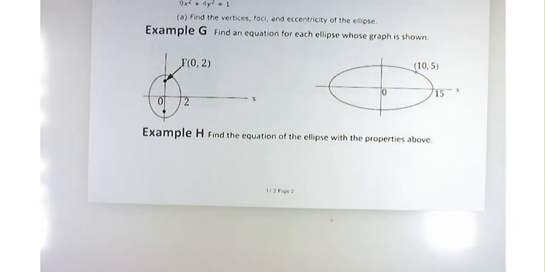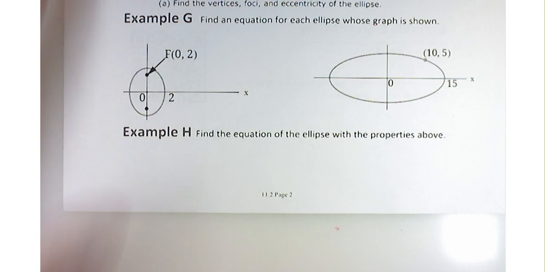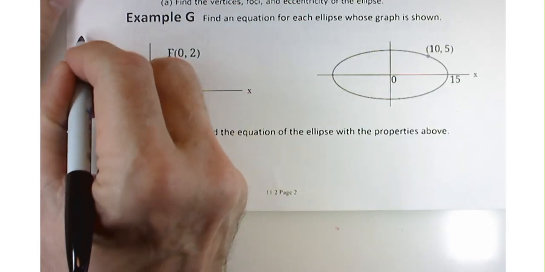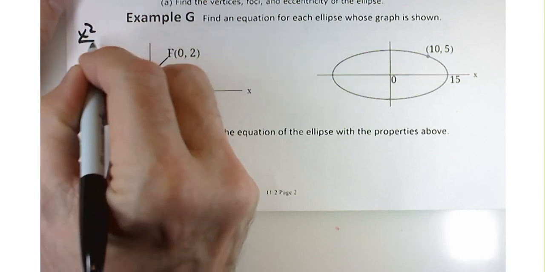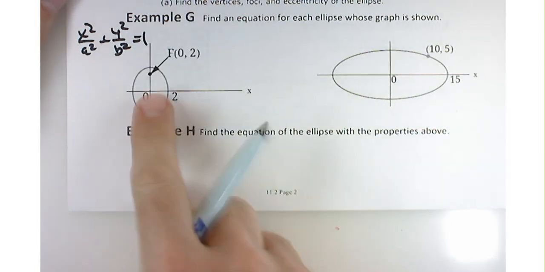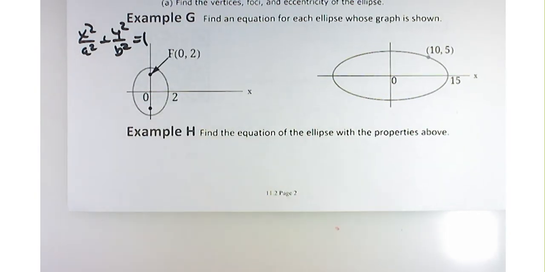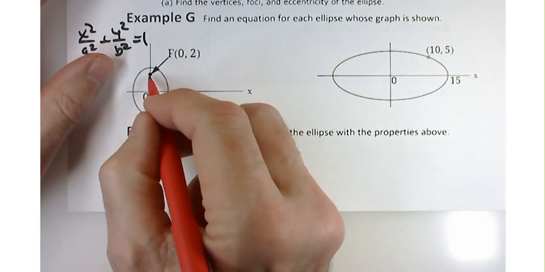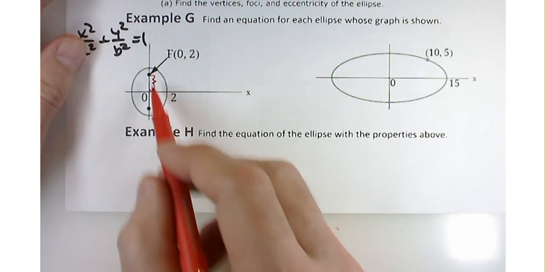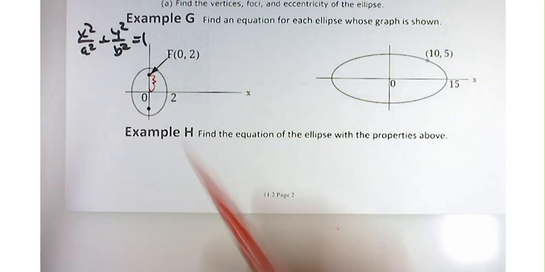Let's move on. Let's move down to example G, reverse engineering one of these things. So that's going to mean something like this. We've got x squared over a squared plus y squared over b squared equals 1. I want to figure out what those numbers are for this particular case. And you get a little bit of help here. For instance, they tell you that this distance is 2.